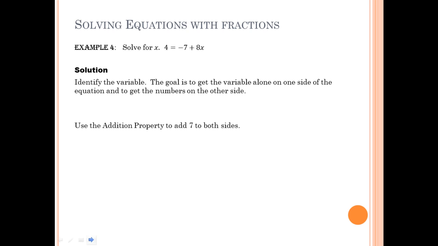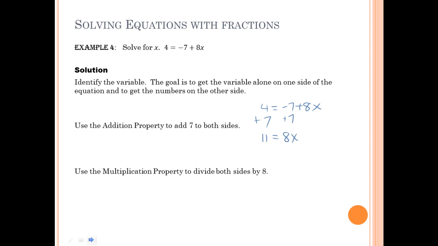So first, we add 7 to both sides. So adding 7 to the left side, we have 4 plus 7, which is 11. On the right side, negative 7 and positive 7 add up to 0. So we have 8x plus 0, which is 8x. Now we need to divide both sides by 8. So when we divide the left side by 8, we have 11 divided by 8. And on the right side, we have 8 divided by 8, which is 1. So we have 1x, which is x. So our answer is 11 over 8 equals x.